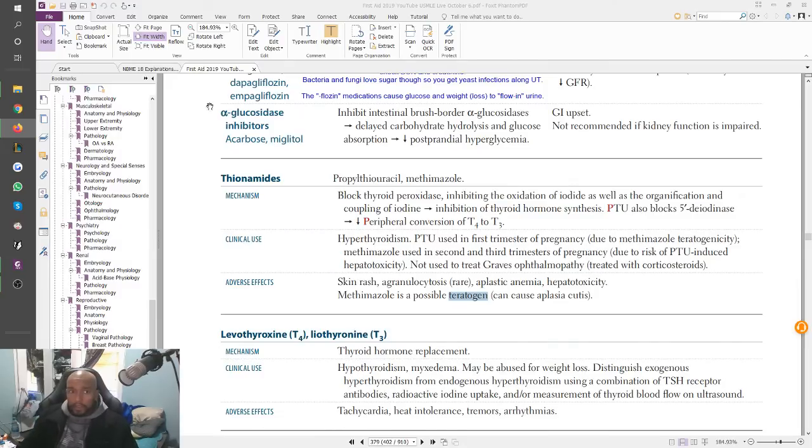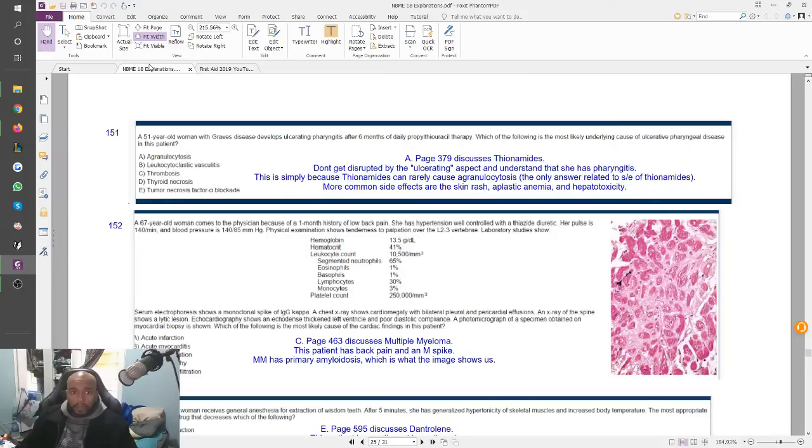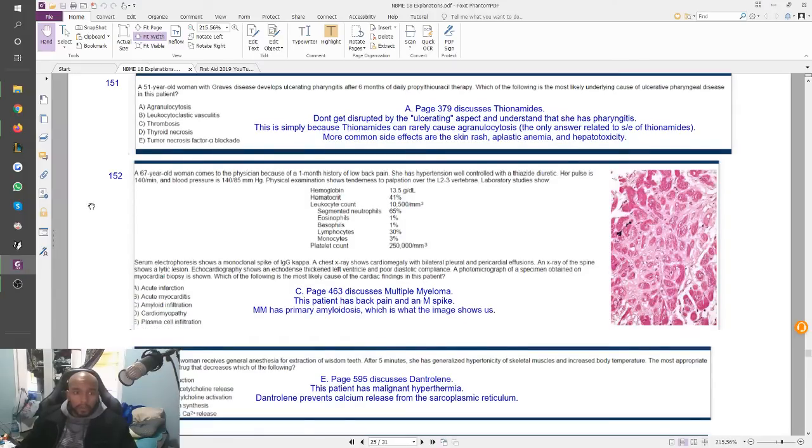All right, so that's your thionamides right there. Quick little revision. 152. A 67-year-old woman comes to the physician because of a 1-month history of low back pain. She has hypertension, well controlled with a thiazide diuretic. Her pulse is 140 per minute. Blood pressure is 140 over 85.